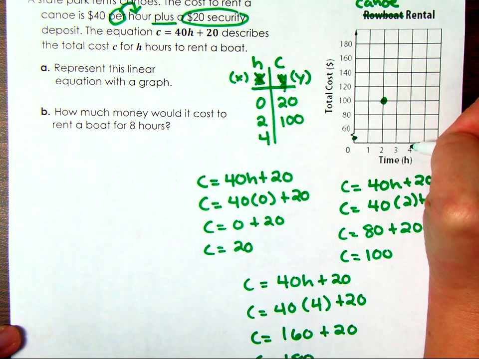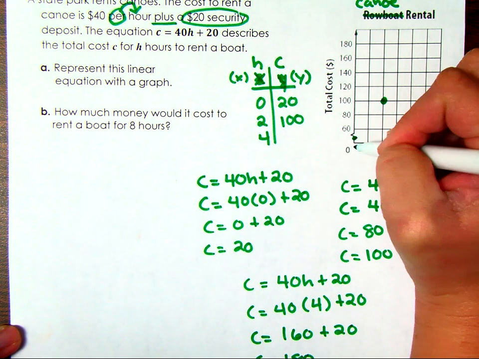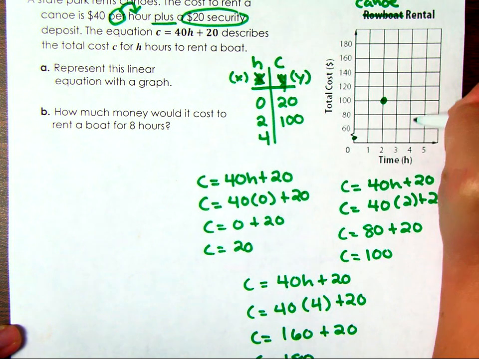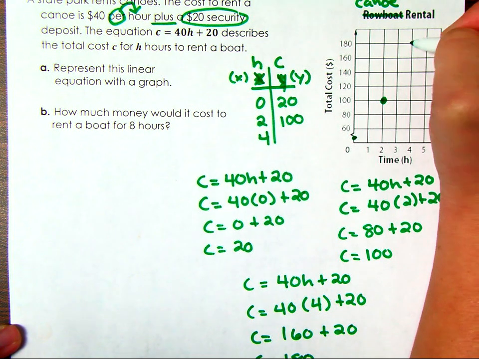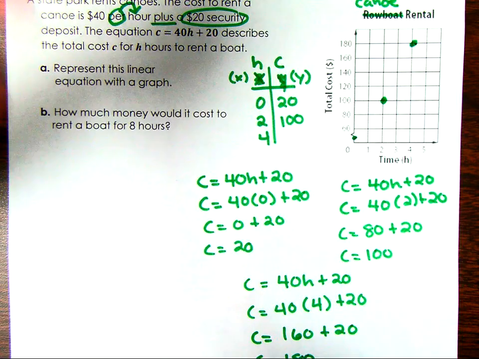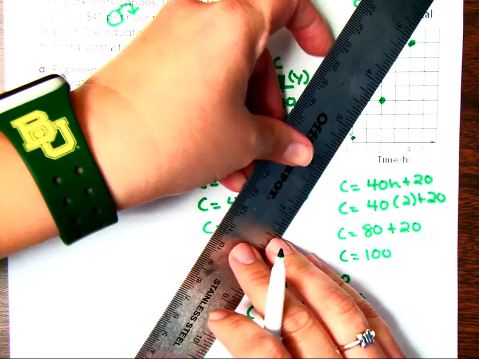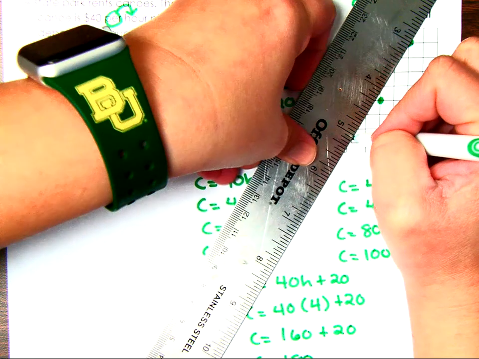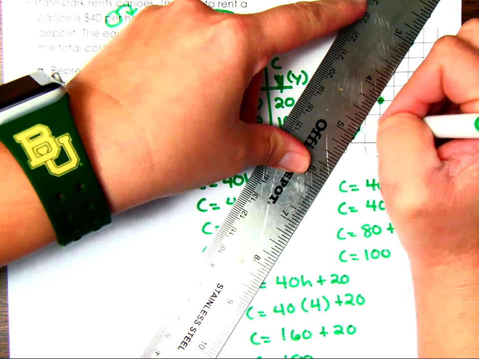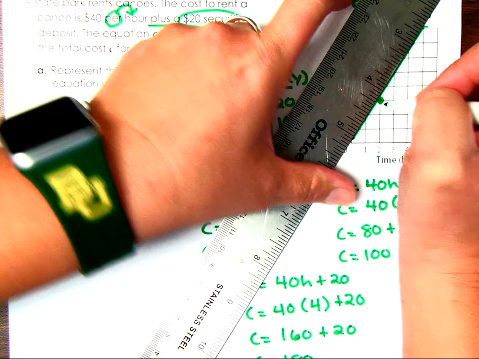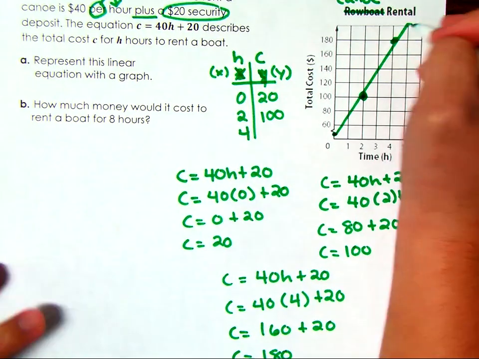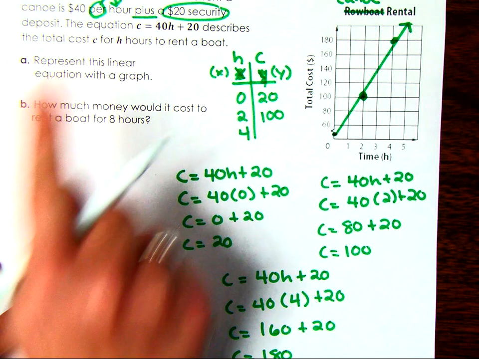So when H is my X, my input value, independent variable, my Y, or my output, my cost in this situation is 180. And then we're going to graph that. Something along those lines. Get that little dot right there. Okay? So that's my linear equation for this description.